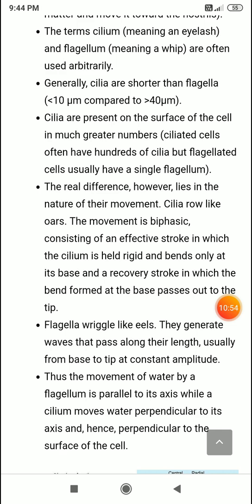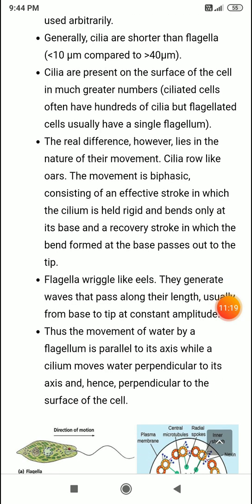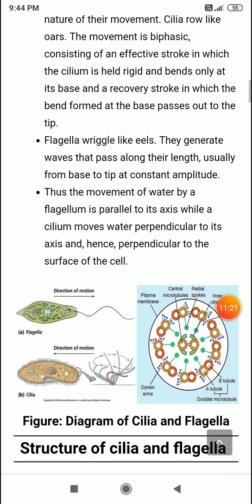Flagella, that is, wriggle like whips, generate waves that pass along their length, usually from base to tip at a constant amplitude. The movement of water by a flagellum is parallel to its axis, while a cilium moves water perpendicular to its axis and perpendicular to the surface of the cell.